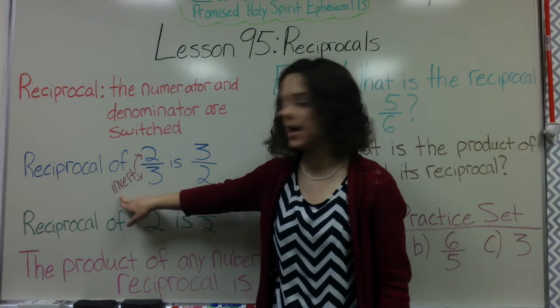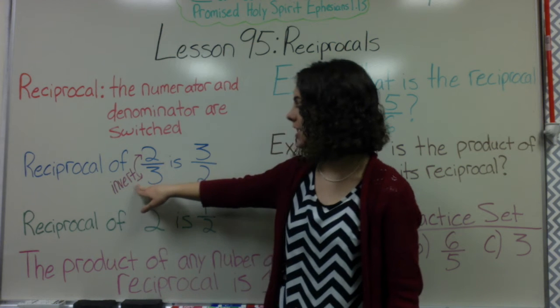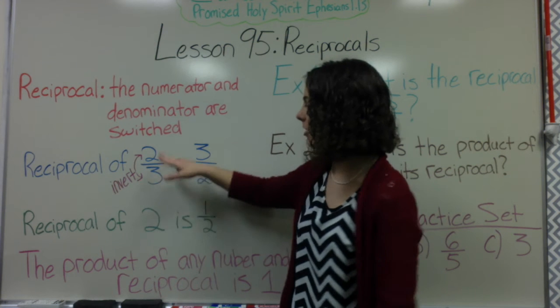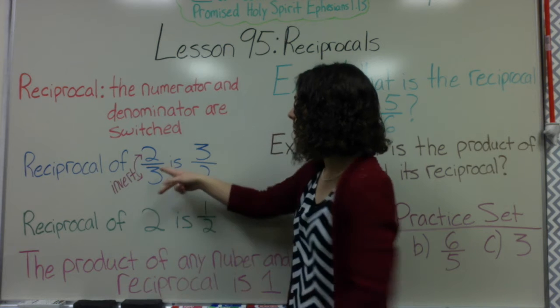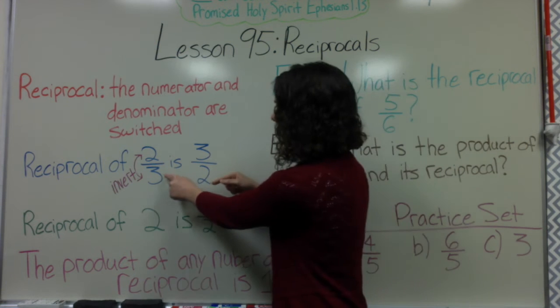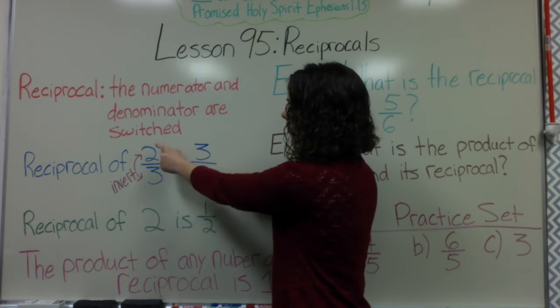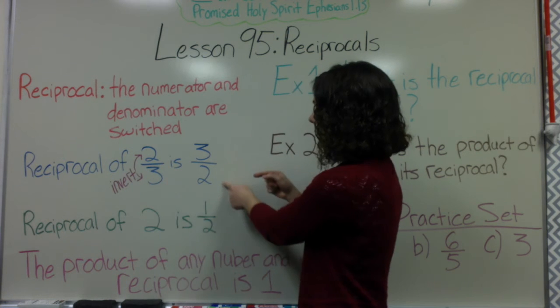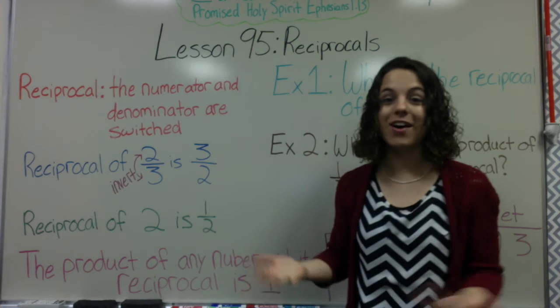So it's invert, and we invert the fraction, meaning we flip it. So the reciprocal of 2/3 is 3 over 2. I just simply move the denominator to my numerator. Numerator goes to the denominator. So it's exactly what it is, and that's all it is.